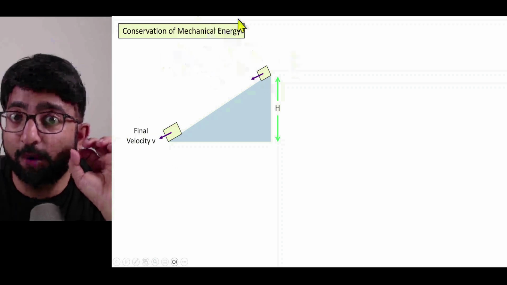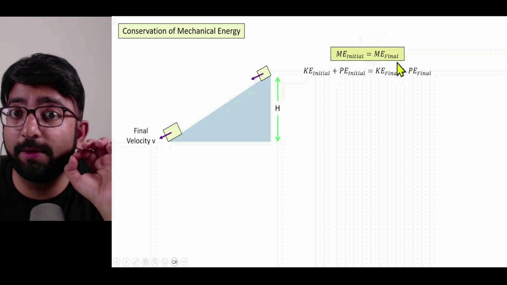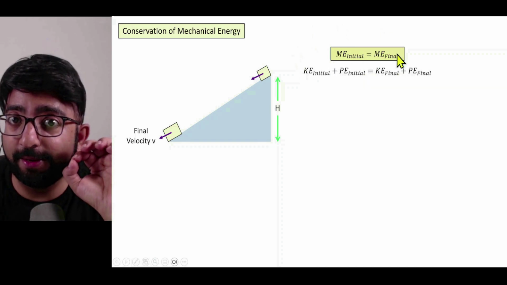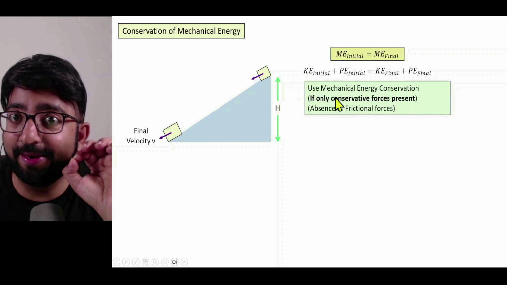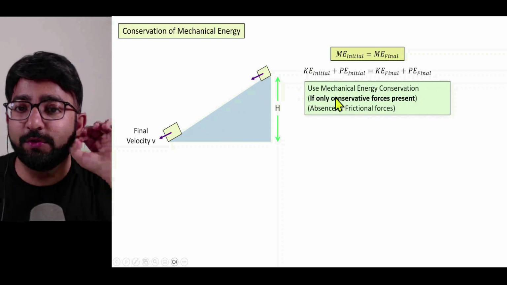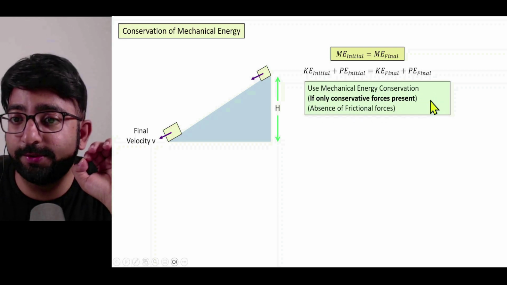So according to the law of conservation of mechanical energy, initial energy will be equal to the final energy. But do remember, you have to apply this equation only if friction is absent. So let's see, remember this as a rule: use mechanical energy conservation only if non-conservative forces are absent.